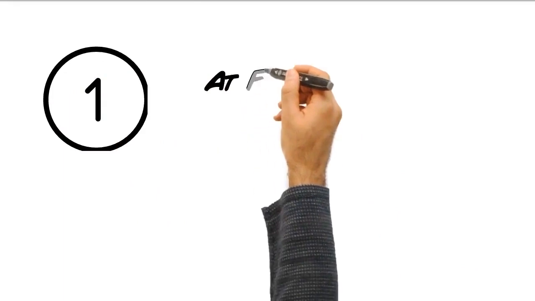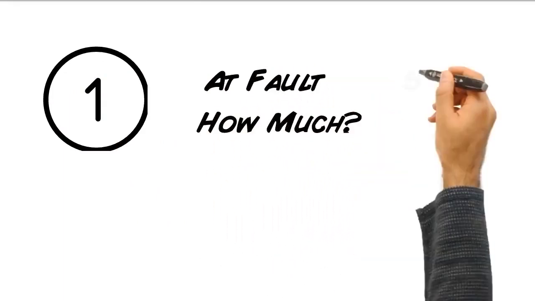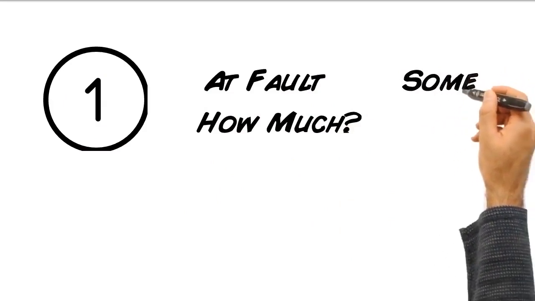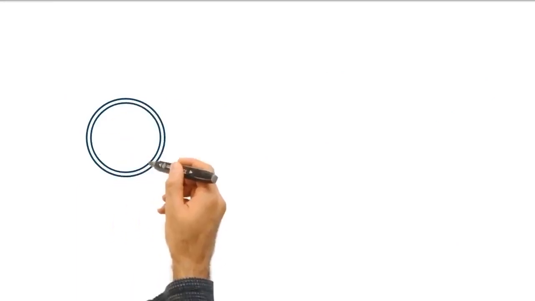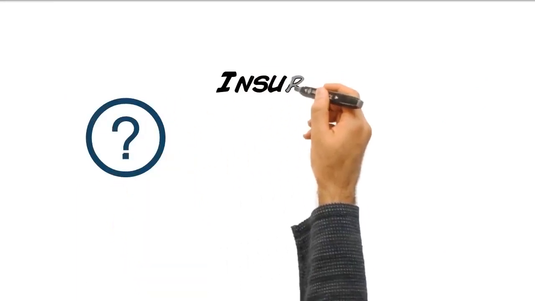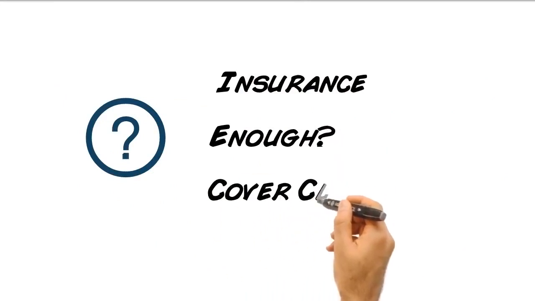Okay, so the first question on what will happen will depend on if you are at fault and how much at fault. But the assumption in this is if you are being sued, you were at some amount of fault. But the bigger and more important question is, did you have insurance at the time of the accident? And did you have enough insurance to cover the claim amount?